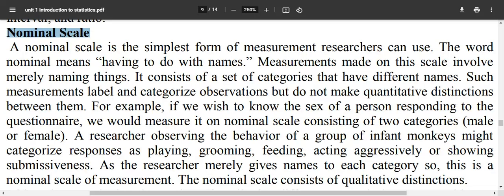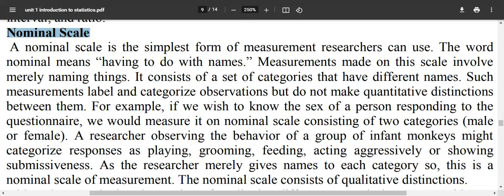The word nominal means having to do with names. Measurement made on this scale involves merely naming things. It consists of a set of categories that have different names. Such measurement labels and categories observations but does not make quantitative distinction between them. For example, if we wish to know the sex of a person responding to the questionnaire, we measure it on a nominal scale consisting of two categories, male or female.